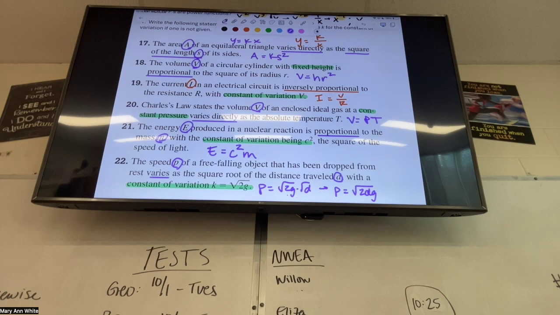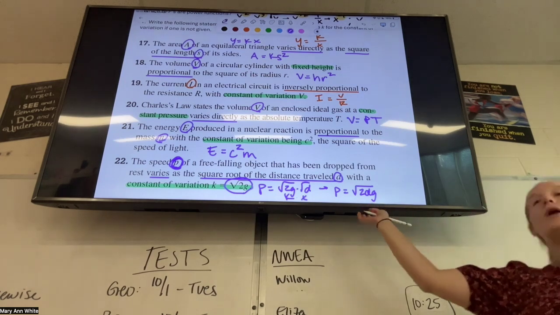The last one says speed p of a free-falling object that has been dropped from rest varies. It doesn't specify inversely, so we have to assume direct as the square root of the distance traveled d with a constant of variation k equals 2g. So I know that it's direct variation, so I'm using y equals k times x. My y is that first letter, so p counts as my y. Then it says constant variation there at the very end. So I'm going to use square root of 2g as my k. And then my square root of distance d is going to be my x. And then the only other thing is I just combine them to be under one radical to make it look prettier.